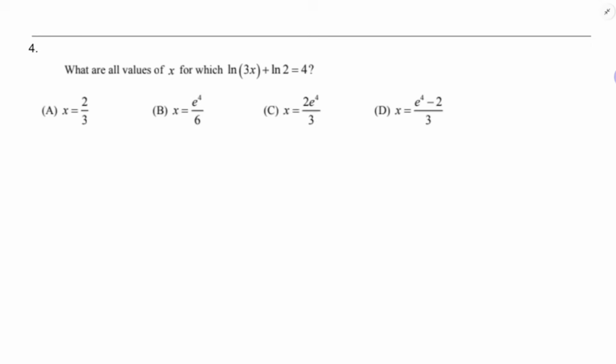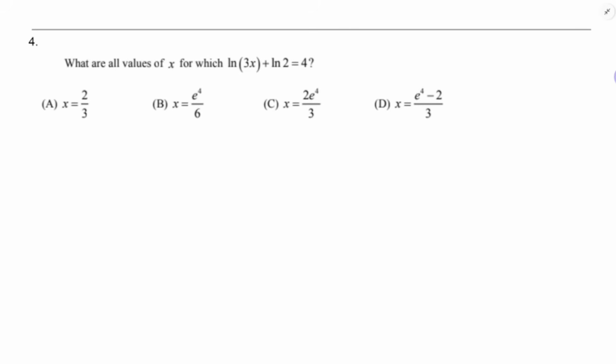Okay, so what are all values of x for which natural log of 3x plus natural log of 2 equals 4? When we have one of these with two different logs, we're going to want to combine them with a log property, because we can't say that e to this side equals e to that, and then say it's 3x plus 2 equals 4.